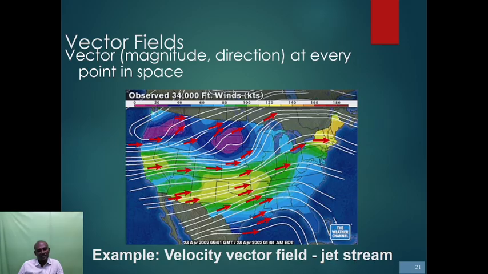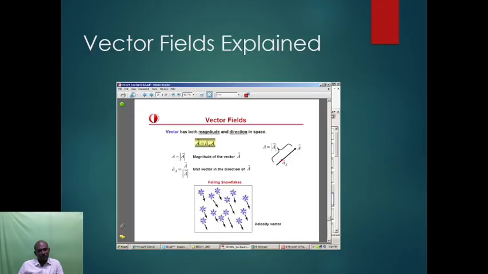Here the velocity, in meters per second, is mentioned quantitatively as well as with the direction too. So a vector has both magnitude and direction in space. The magnitude of the vector is the magnitude of the vector.